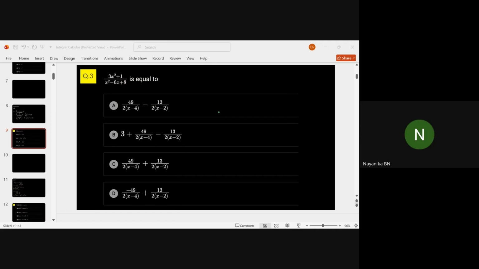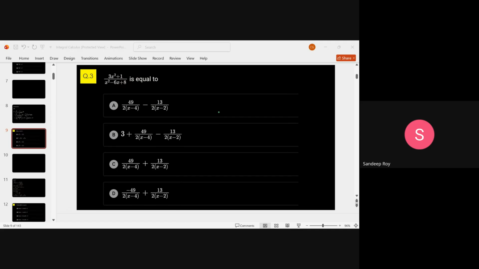Sir, I'm not getting the answer. Okay, just try once, then we'll discuss the answer. The hint for this question is, both the numerator and denominator have the same degree, right? So what to do in this type of question? You can perform long division. Take 3x square plus 1 as your dividend and x square minus 6x plus 8 as your divisor. Then check what remainder you are getting.